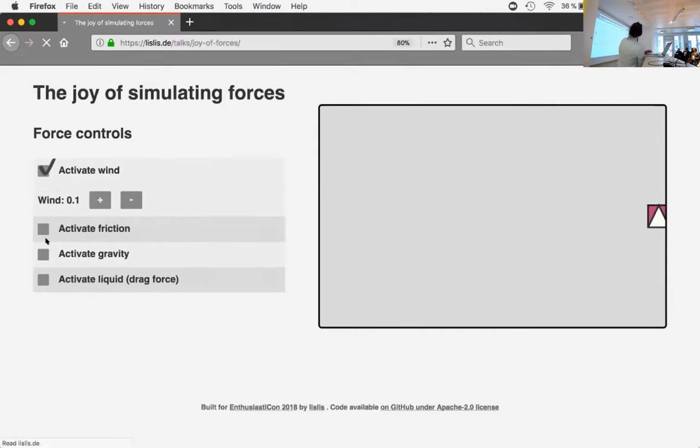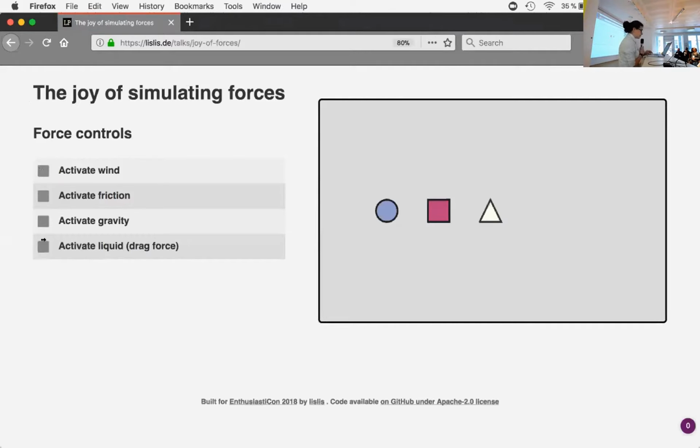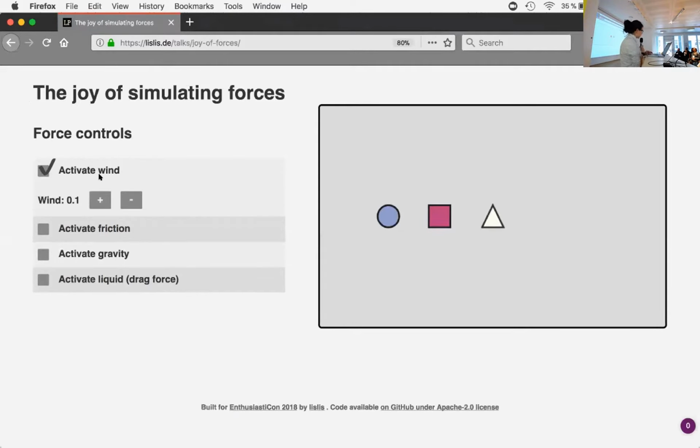If I refresh this and start acting the wind force again, you can see that the triangle accelerates faster than the others. This is because it has the least mass of the three. And the square has the highest mass, which is why it accelerates slower than the others. Isn't this magical? I love it.